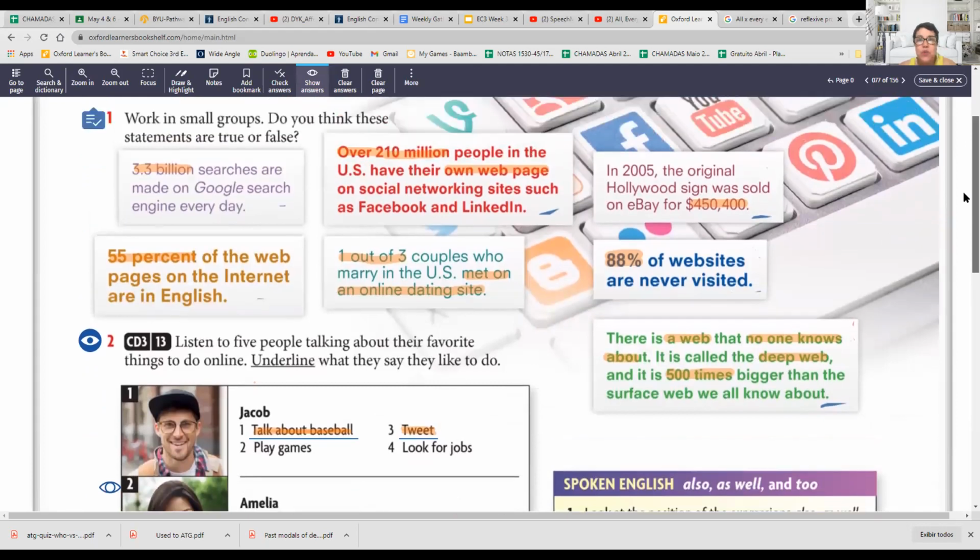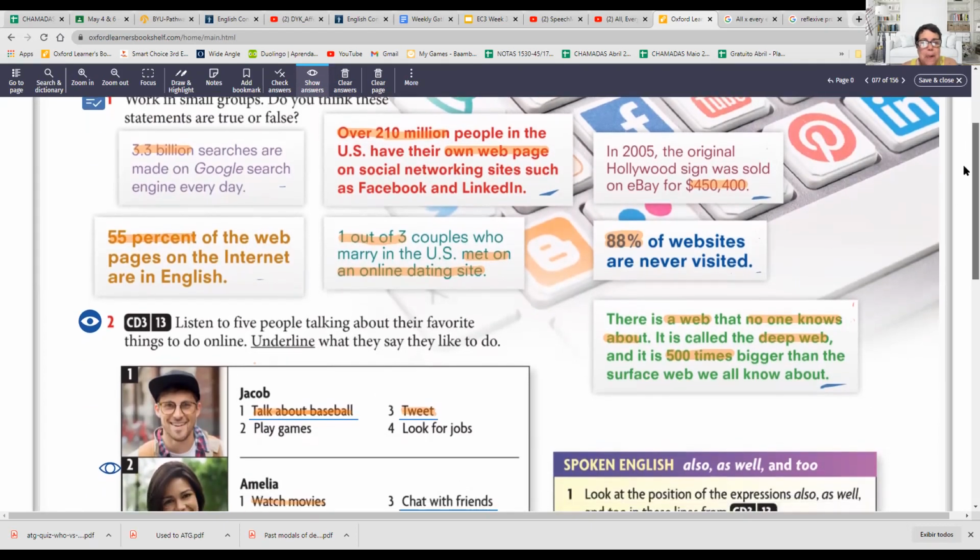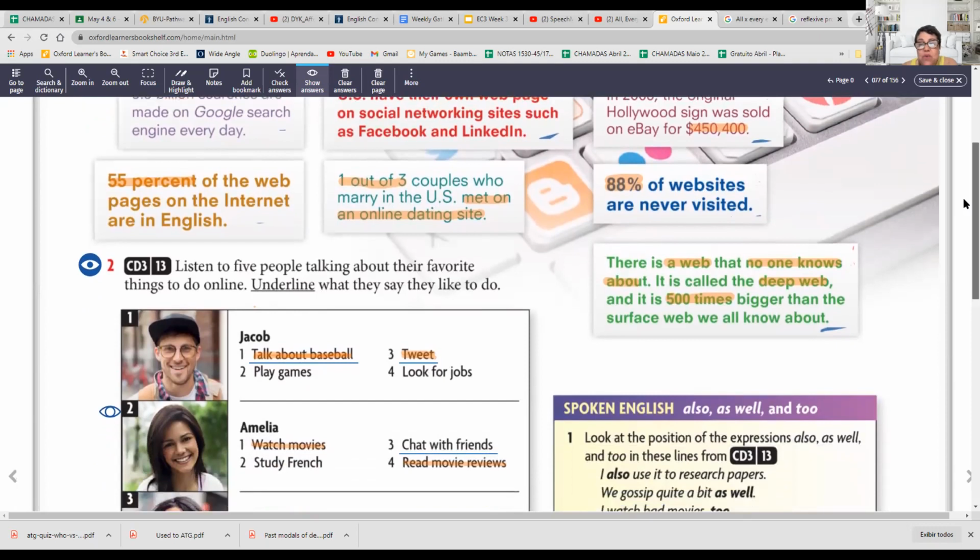The one that shocked me the most was this here. 1 out of 3 couples who marry in the US met on an online dating site. That is really shocking because I never go to these things and I don't believe in online dating sites. Really, that's crazy. Anyway, let's move on here.